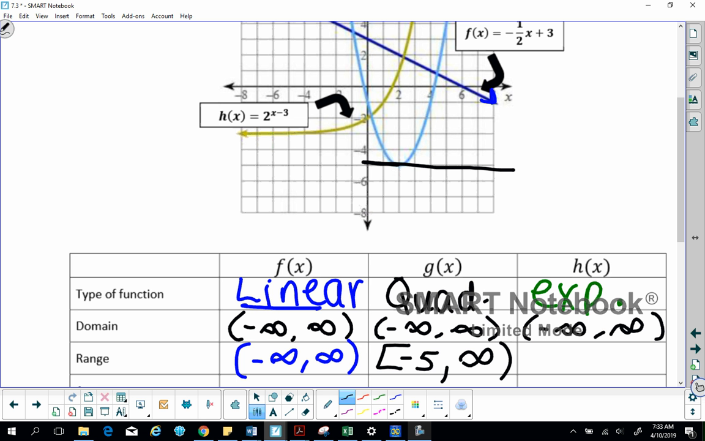Does that make sense? The last one was exponential. And so we see what's the lowest y value it has. It's flattening off right here. Good. -3. It never actually touches it, so it's going to be a parenthesis, but then it goes up forever and ever. So what's that? Good. So just make sure when you are doing range and domain that the smallest number goes first. We always do bottom up.